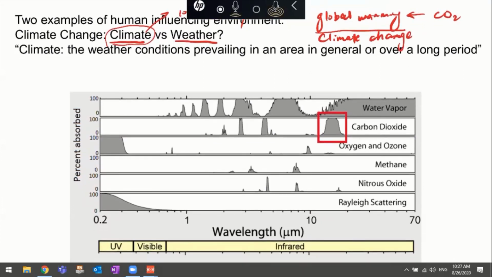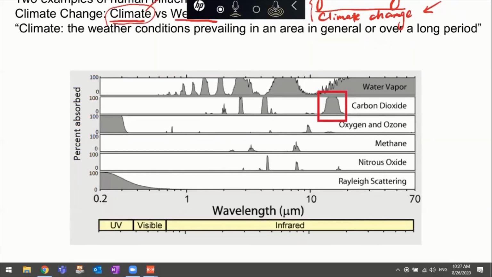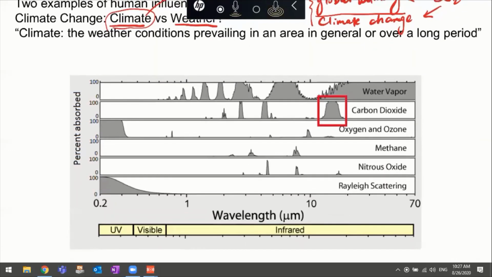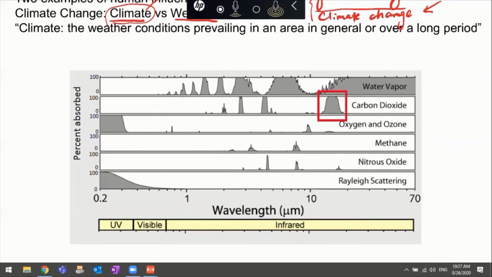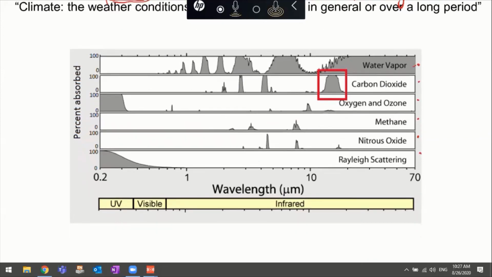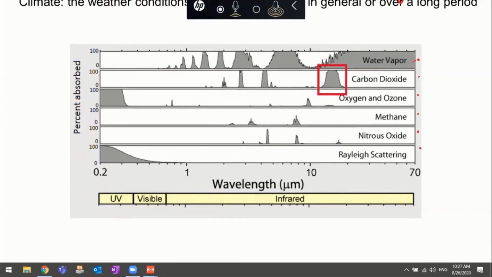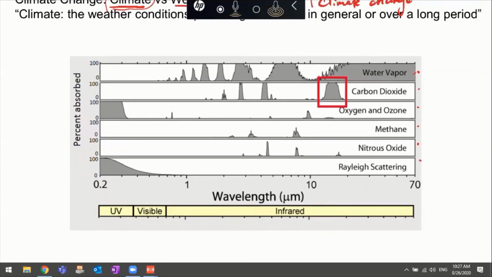Okay, so no matter which term we're using, carbon dioxide is the major issue for these changes of the climate, for these problems. The reason is, here I'm showing all the different types of gas species that are quite common in the atmosphere: water vapor, carbon dioxide, ozone, oxygen, methane, nitrogen oxide. And this is showing their absorption bands, right?